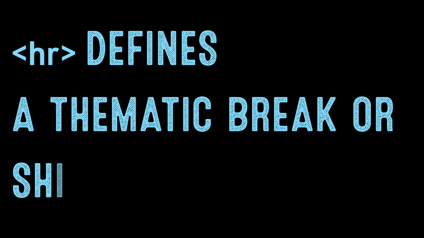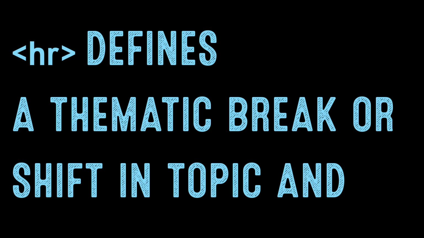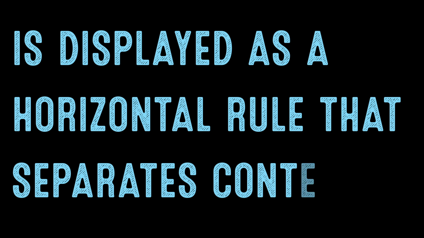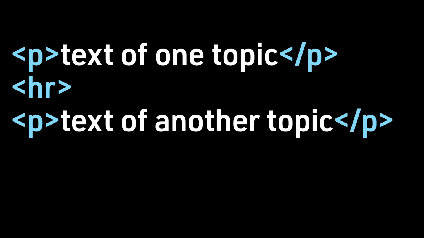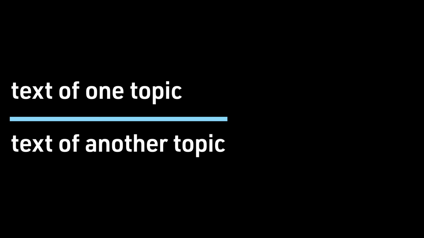HR defines a thematic break or shift in topic and is displayed as a horizontal rule that separates content. P opening tag, text of one topic, P closing tag. HR, P opening tag, text of another topic, P closing tag, would display as text of one topic, a horizontal line, and text of another topic.